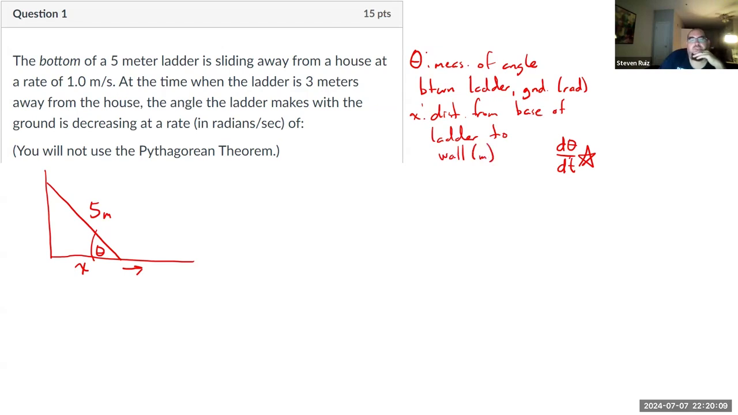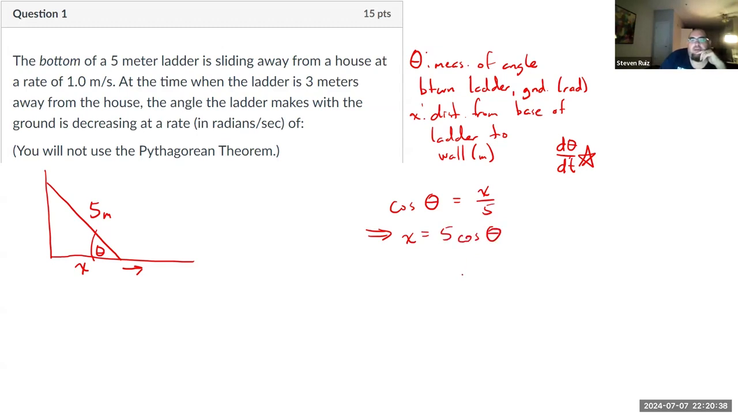So I think we need a trig function that relates the adjacent side of a triangle to the hypotenuse of a triangle. So I believe we're going to need cosine theta is equal to adjacent x over 5. Let's go ahead and clear fractions. That gives us x equals 5 cosine theta.